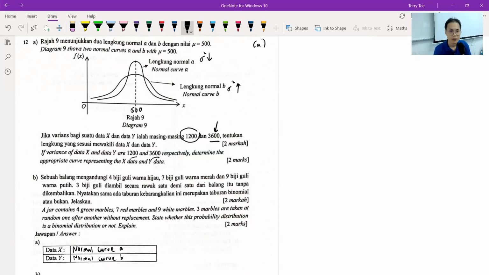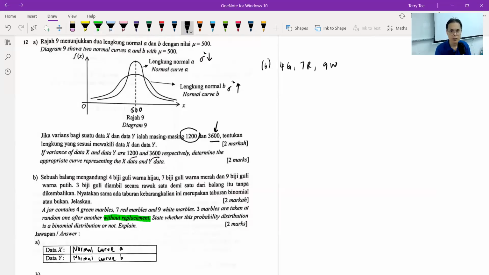All right. The second part. Right, let me do part B. Part A, I've rewritten the answer here. Part B. Now, a jar contains 4 green marble, 7 red, 9 white. 3 marbles are taken out random, one after another without replacement. State whether the probability distribution is binomial or not.